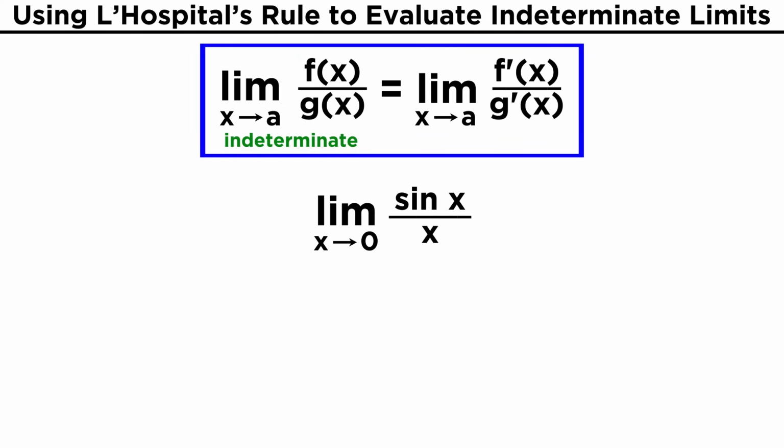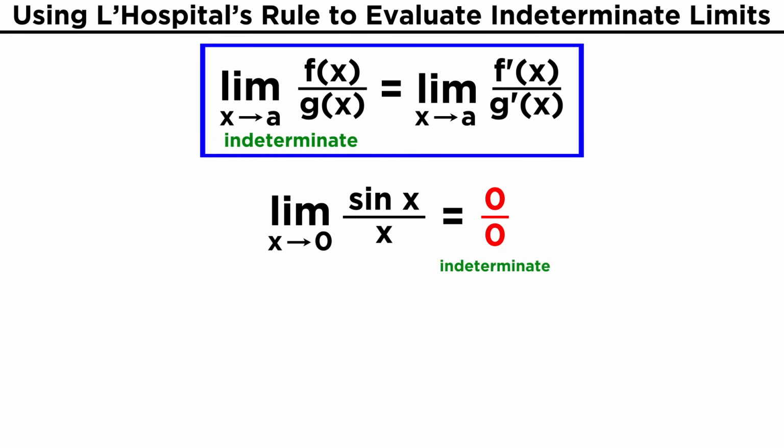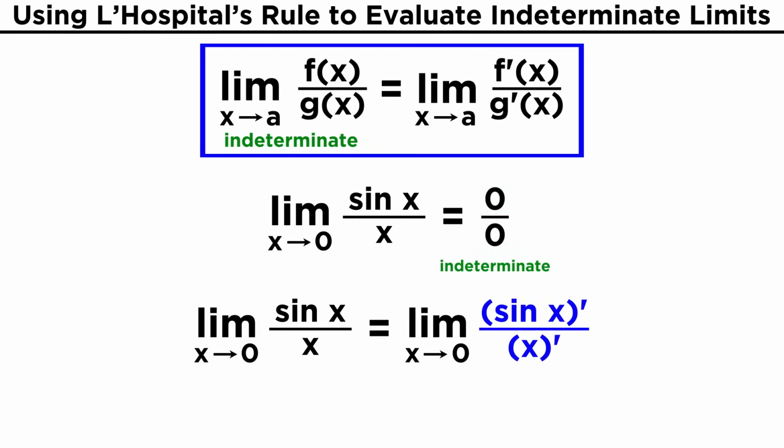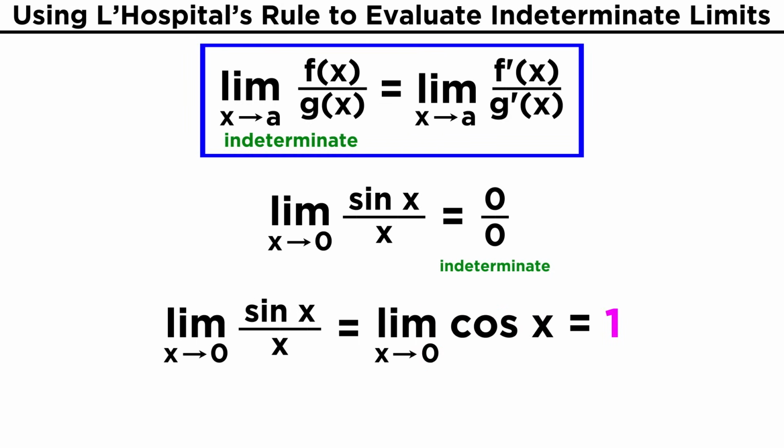If we look at sine of x over x, and we want to know what happens as x approaches 0, it seems impossible, as both sine of x and x approach 0 as x approaches 0. But using this rule, let's just take the derivative of the top and bottom. Sine x becomes cosine x, and x becomes 1. Now let's just find the limit of cosine x as x approaches 0. The cosine of 0 is 1, so this limit equals 1.